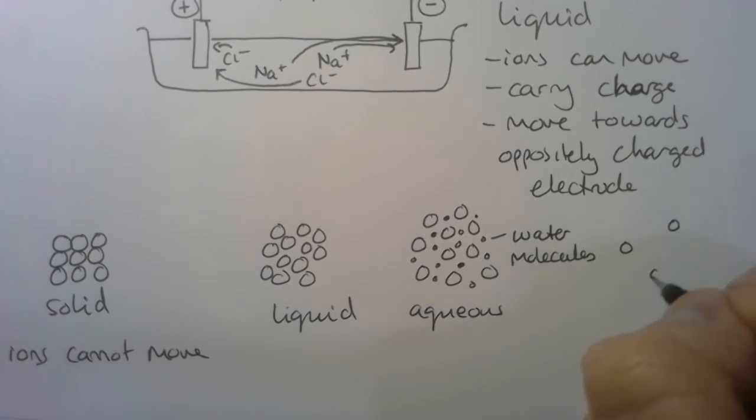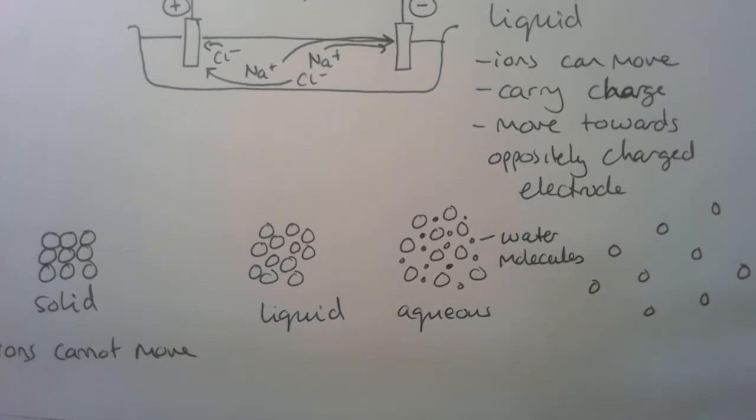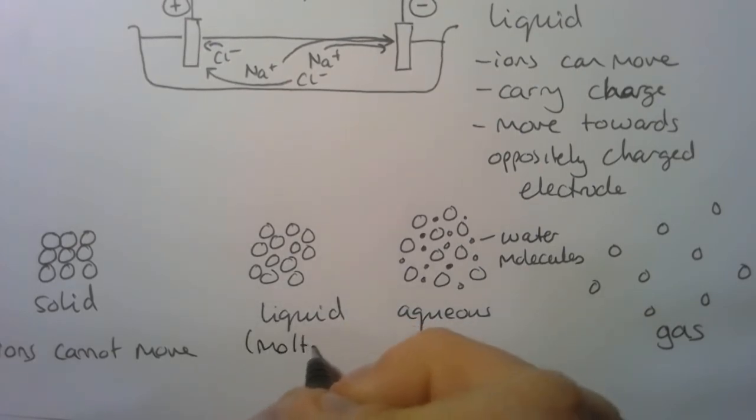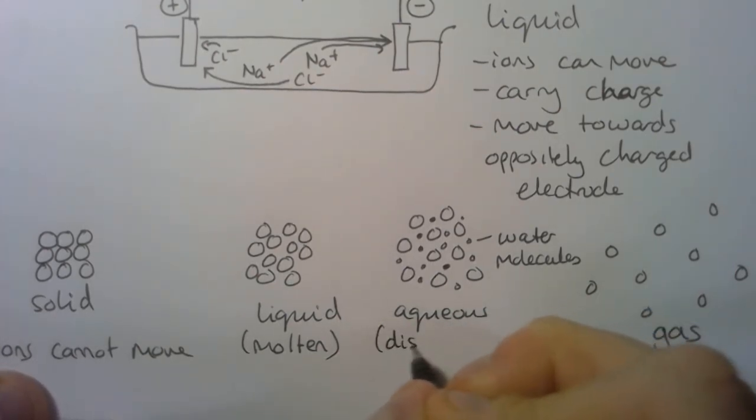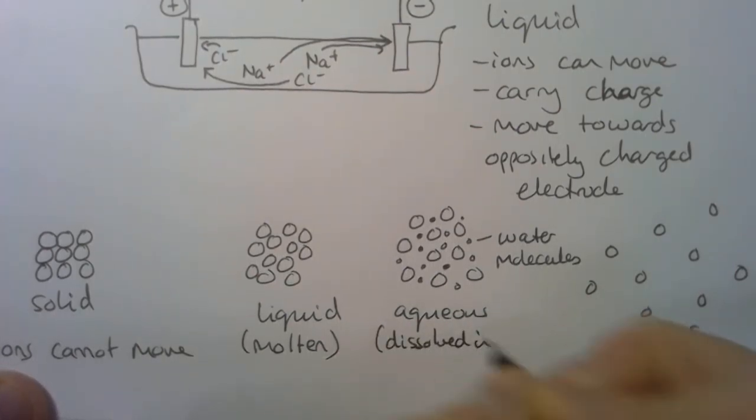It's unusual, but theoretically, an ionic compound as a gas can also conduct electricity because, again, the ions are able to move. There's a couple of other words we need to be aware of here. Liquid, sometimes we will refer to a liquid ionic compound as molten. And we use the word molten because it tends to happen at a high temperature, or melting tends to happen at a high temperature. Remember, aqueous here means dissolved in water.